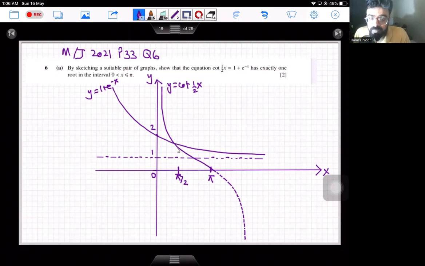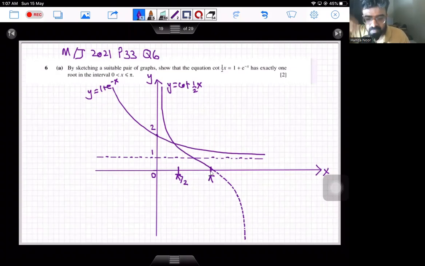In place of cot half x, you can write cos half x over sine half x. If you put the value x equals pi over 2, you will get the corresponding value of 1. And when you put x equals pi, you will get 0. I've made a sketch from 0 till 2 pi, half of the graph from 0 till pi, and half from pi till 2 pi. But we just need to show that there is exactly one root in the interval 0 till pi.